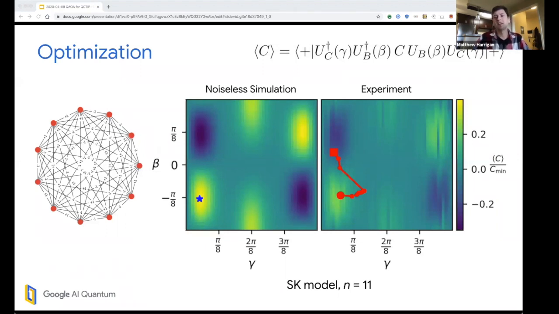This is best in class performance for a very deep circuit. As far as I could tell, the previous demonstration of one of these landscapes on a complete graph was recently published at n equals 4. So this is significantly more complex, and we're still able to extract a meaningful signal from this.